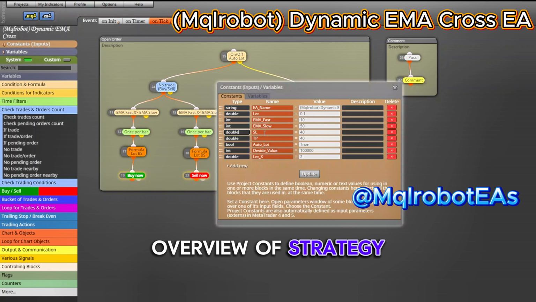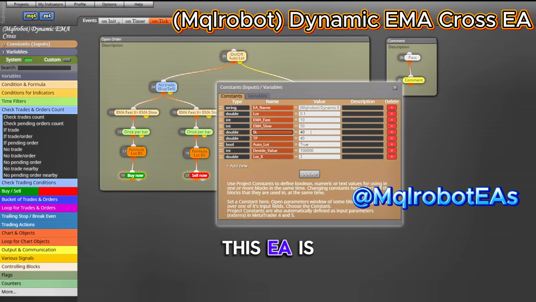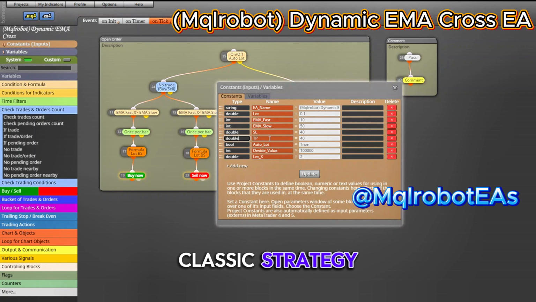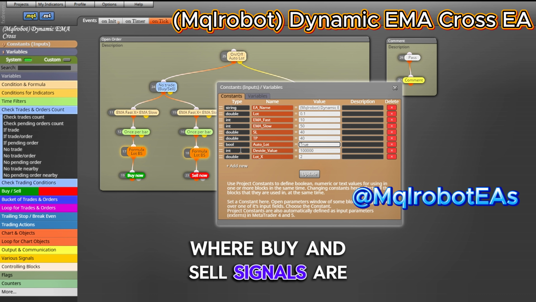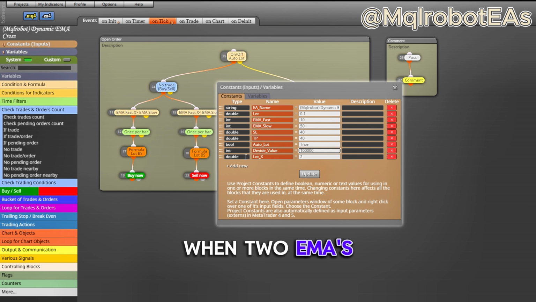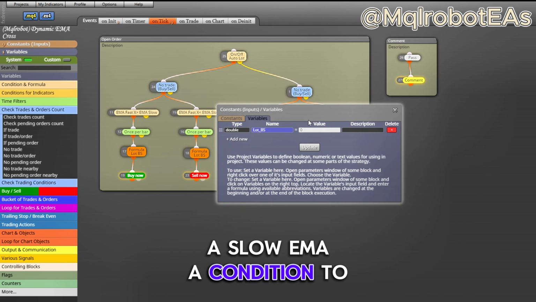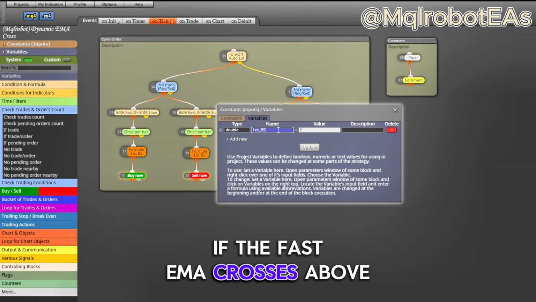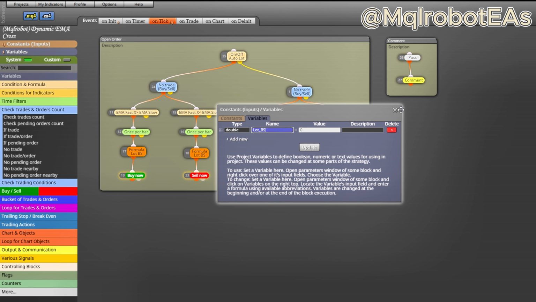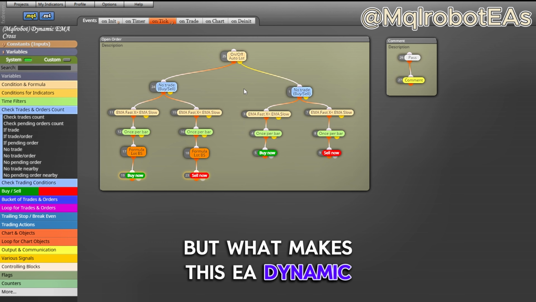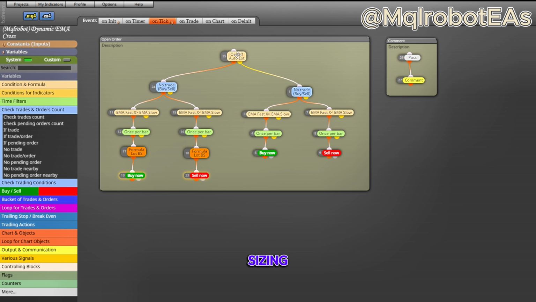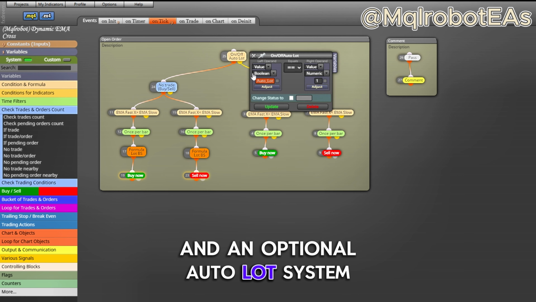The overview of strategy logic. This EA is based on a classic strategy, the exponential moving average (EMA) crossover, where buy and sell signals are generated when two EMAs cross each other. The setup includes a fast EMA, a slow EMA, a condition to check if the fast EMA crosses above or below the slow EMA, and trade execution based on that signal. But what makes this EA dynamic is the addition of custom position sizing and an optional auto lot system.